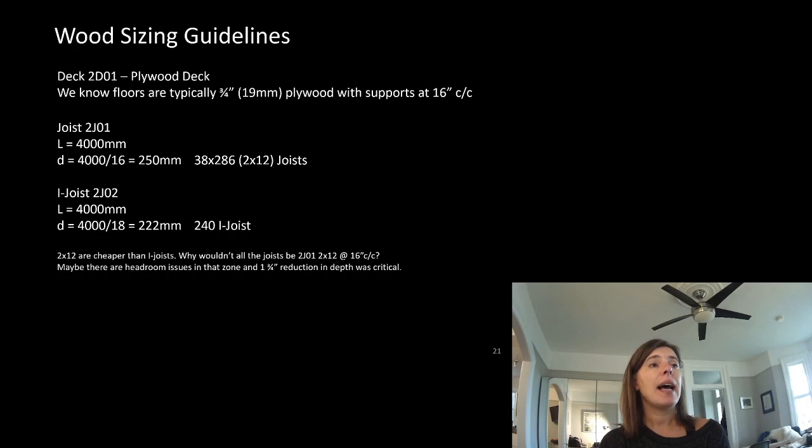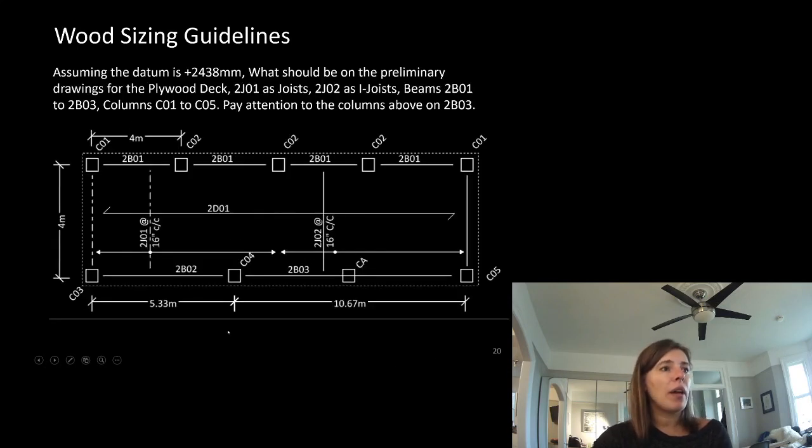So the plywood deck, we know floors are typically 3/4 inch or 19 millimeter plywood with supports at 16 inches on center. I'll write myself a note here. With supports at 16 inches on center. So on the drawings, we put 3/4 inch plywood, and that would be the end of it. We do know that that seems right because it's spanning 16 inches on center because the joists are at 16 inches on center. If we go back and look at that drawing, it looks like from here to here, or how far our joists are spanning, is 4 meters.